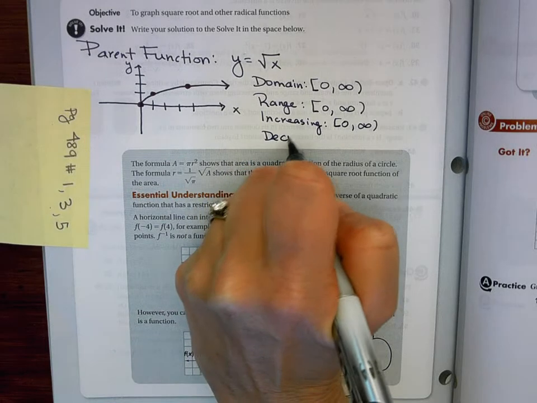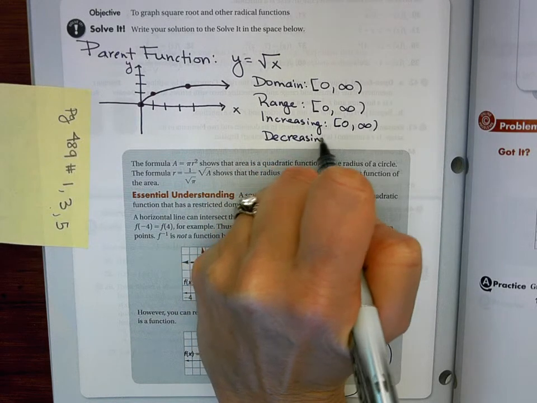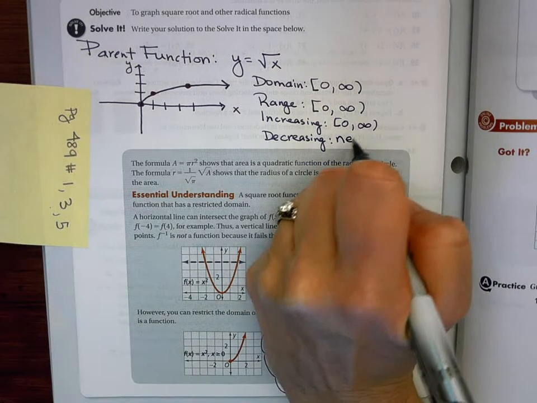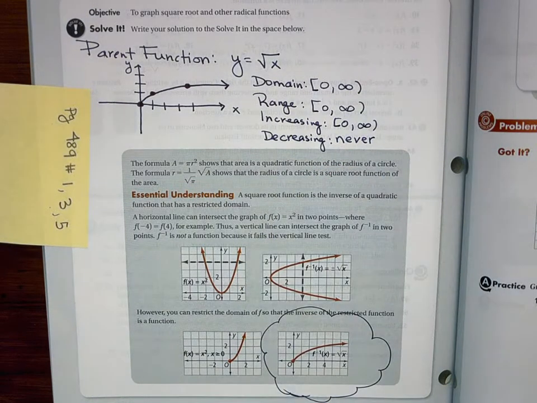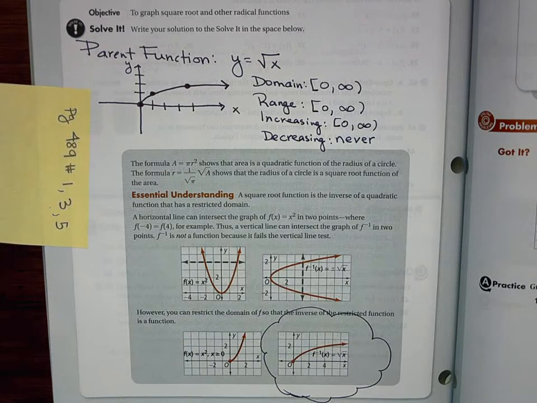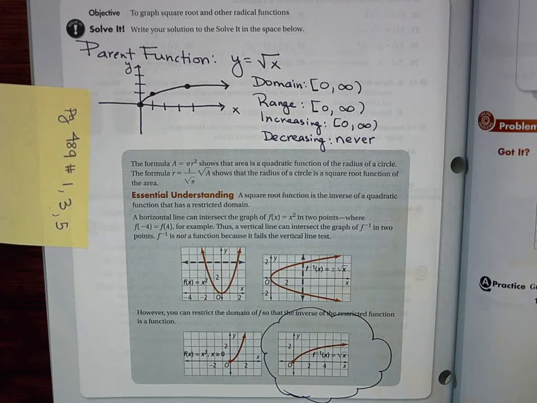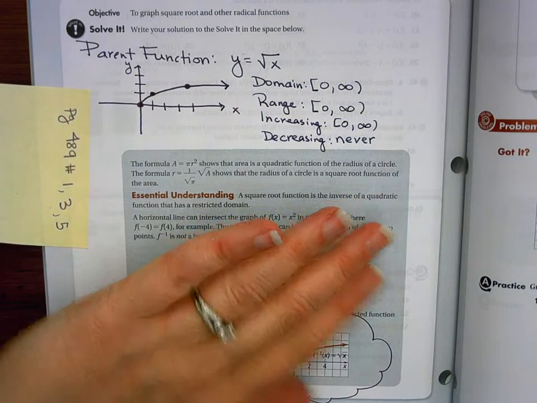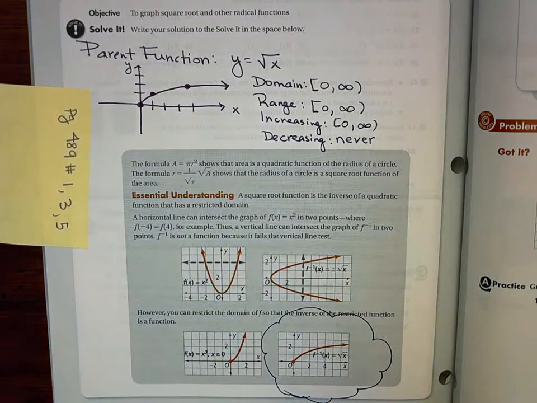So when am I decreasing? When am I going down? I'm not, right? So I just write never, or you can do a no solution if you want to, but it's never decreasing, okay? Now, it doesn't mean that you'll never have a square root that will be decreasing. It just means for the parent function, we're not ever decreasing. Because remember, we can flip our graph, so if I flip it upside down, then it's decreasing, never increasing, okay? All right, so there's our parent function.